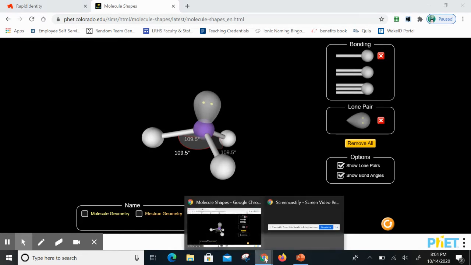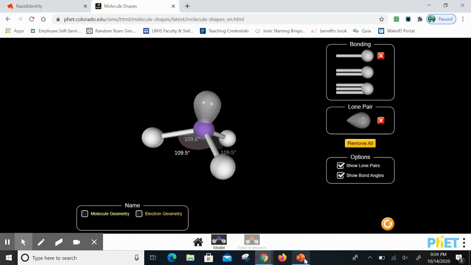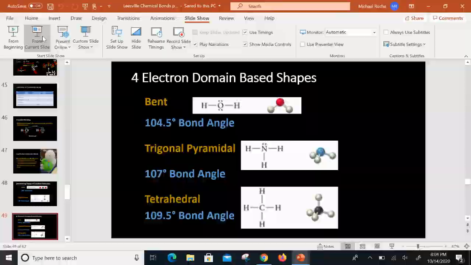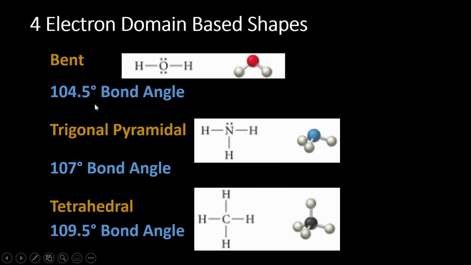All right. So what you need to know is these shapes and their angles. So bent, like I said, it's a little less than trigonal pyramid, which only has one lone pair, and that's a little less than tetrahedral, which has no lone pair, only bonding electrons. But they all basically have the same amount of electrons trying to find space.